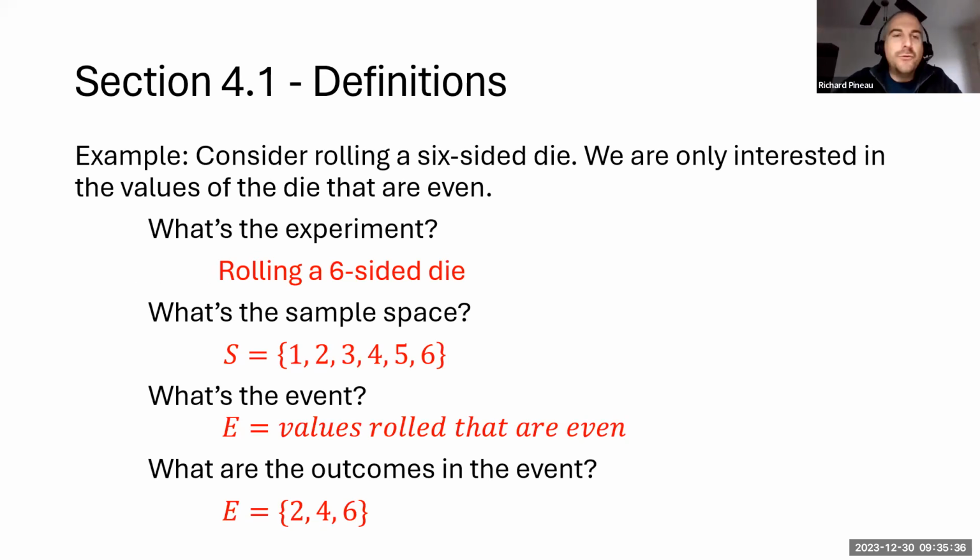So I think I've kind of overviewed this one already, but let's consider rolling a 6-sided die, and we're interested in the values of the die that are even. So what exactly is the experiment here? Well, the experiment is actually rolling the 6-sided die. Okay, that's the action that we are performing.